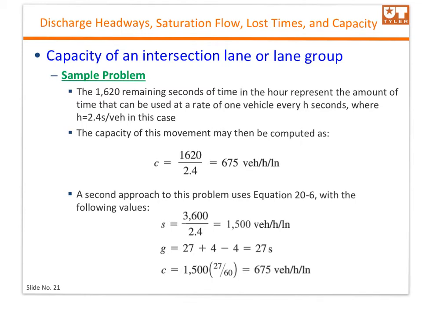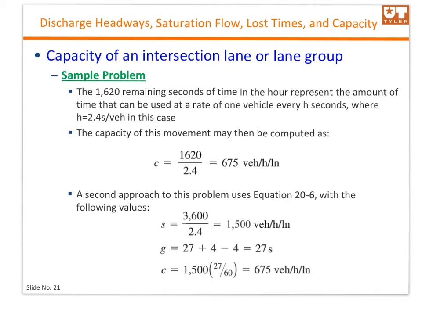That means now we can compute the capacity of this movement as C. The capacity is going to be equal to 1620, those are the 1620 green seconds, and every vehicle needs 2.4 seconds, and therefore the capacity is going to be 675 vehicles per hour per lane.